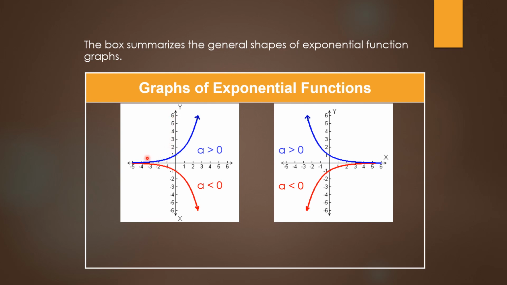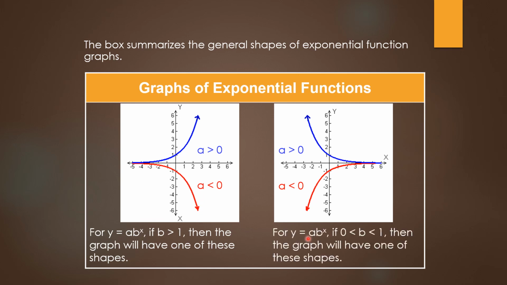The first graph, if we have here b bigger than 1 and the coefficient positive, the graph will be like this. If b bigger than 1 and the coefficient negative, then the graph will be like this, going down. Again, if b bigger than 1 and a positive, then the graph will be like this, going up. If b bigger than 1 and a is negative, then the graph will go down to be like this.